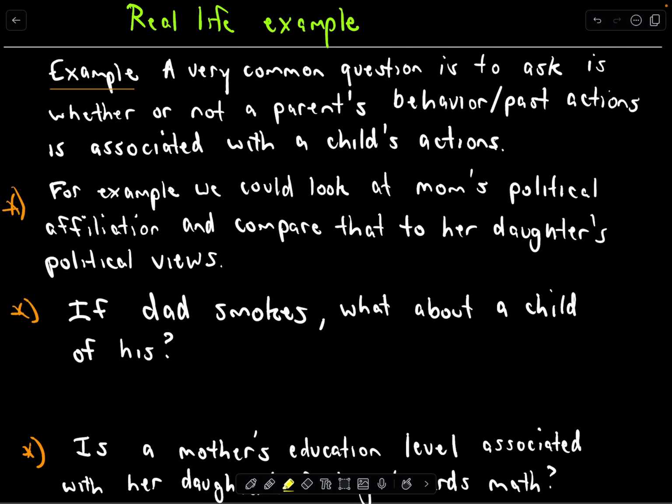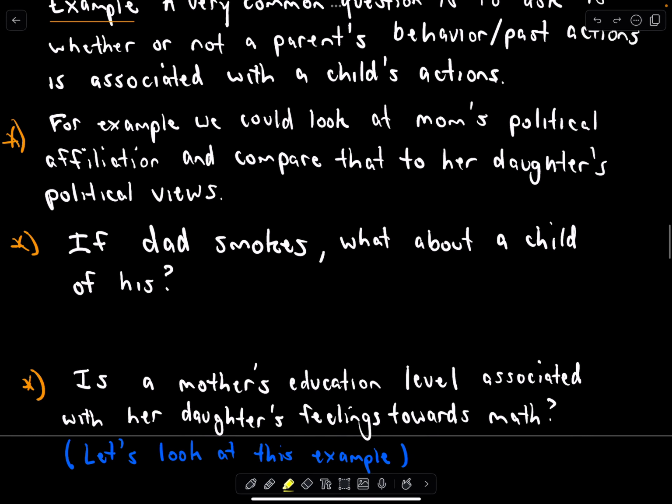If we want to put it in a real setting, one thing you may ask yourself, and it's certainly a common research question, is whether or not a parent's behavior or their past actions is associated with a child's actions or behavior. So I used politics at the beginning. Do you think a parent's political views would affect a child's views? My guess is it would.